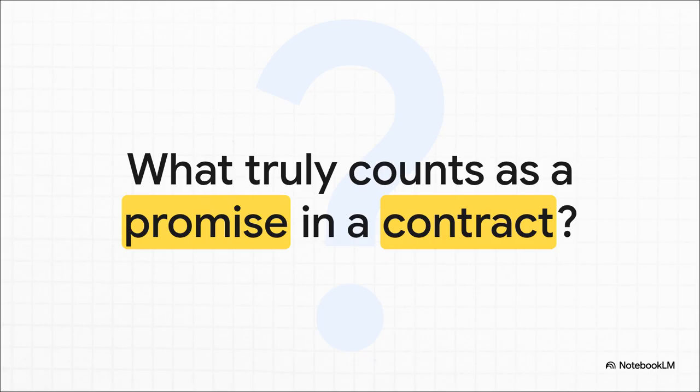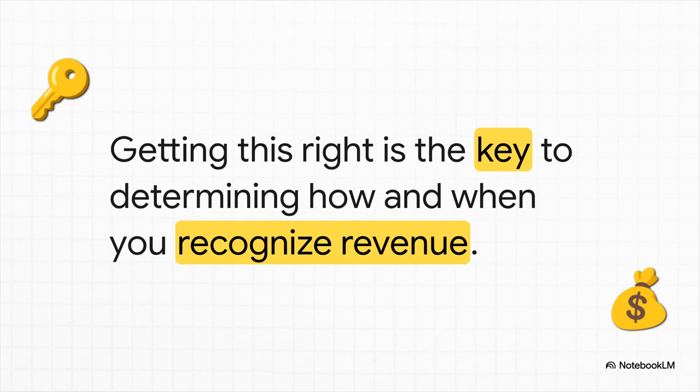But honestly, the answer to this question is the linchpin for your entire revenue model. If you get it wrong, you could end up recognizing revenue way too early or way too late, and either one can have some pretty serious consequences for your financial statements. Because this isn't just some academic exercise. Getting this right is absolutely critical. It literally determines the precise timing and the exact amount of revenue you can book from any given contract. So yeah, the stakes are super high.